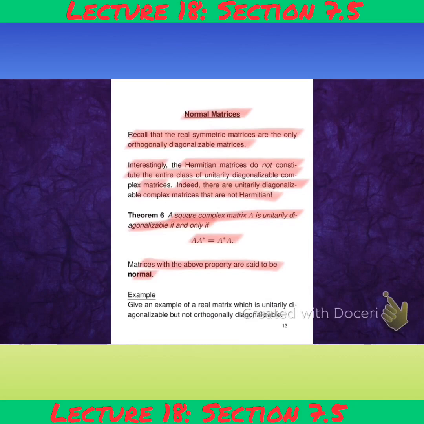And I leave the last example for you to go and investigate on your own. Give an example of a real matrix which is unitarily diagonalizable but not orthogonally diagonalizable.